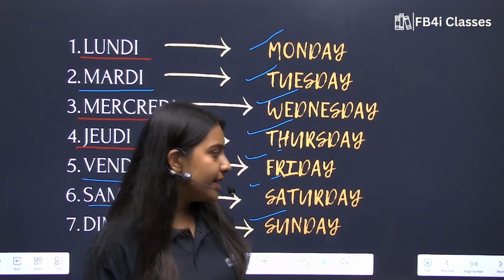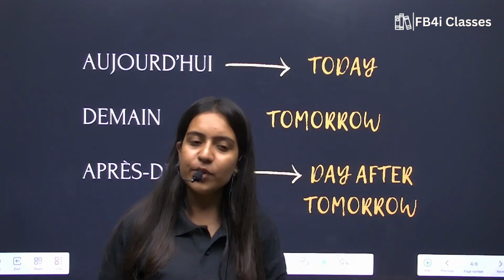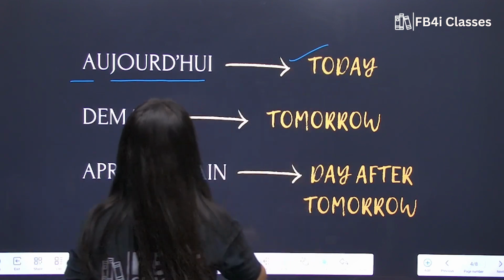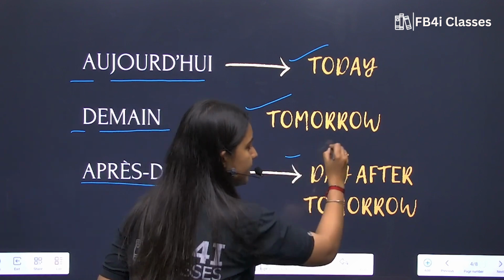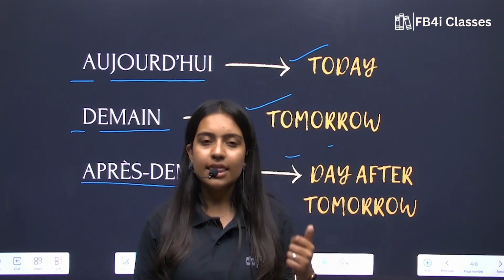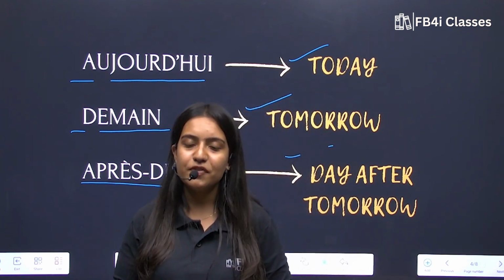Okay. Now next up, we have some other words. Aujourd'hui, which means today. क्या मतलब है? Aujourd'hui, today. Demain, tomorrow. Après-demain, day after tomorrow. Aujourd'hui, today. Demain, tomorrow. And après-demain is day after tomorrow.